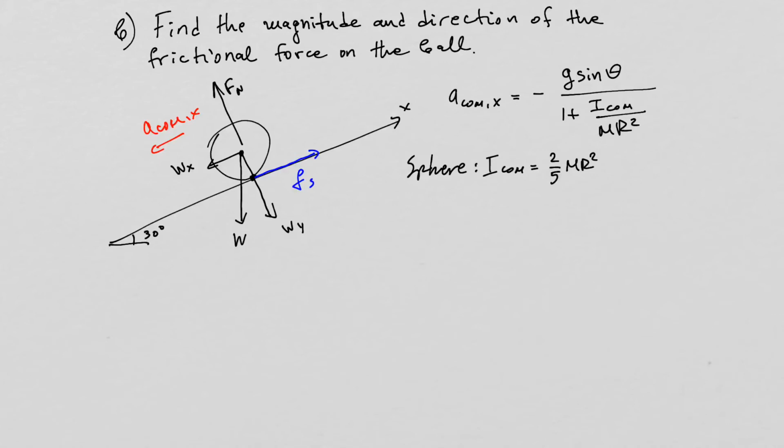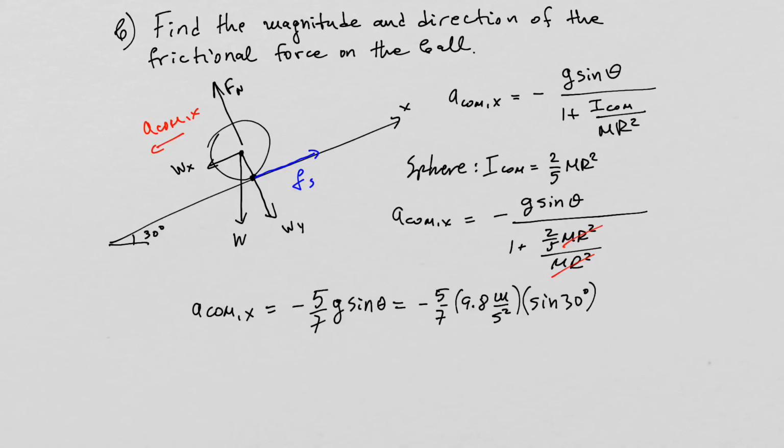For a sphere, the moment of inertia is equal to 2/5 mr squared. And so then the expression for the acceleration of the center of mass becomes minus g sine of theta divided by 1 plus 2/5 mr squared divided by mr squared. So mr squared here and here will cancel out. Finally, the acceleration of the center of mass is minus 5/7 g sine of theta, which comes to be minus 5/7 times 9.8 meters per second squared times sine of 30 degrees. And from here I get that a_x is equal to negative 3.5 meters per second squared.